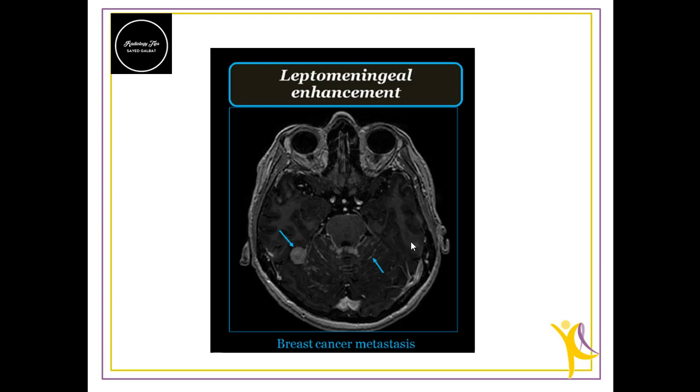Look at these examples. This is a case of breast cancer with metastasis to the brain. Look at the meningeal enhancement. It's nodular enhancement and thick enhancement along the cerebellar folia, and this is a leptomeningeal metastasis, and this is of course abnormal.